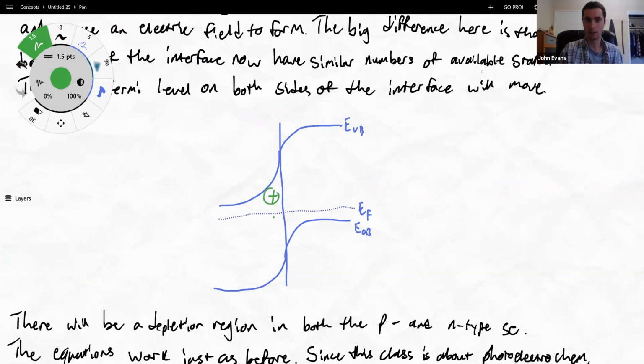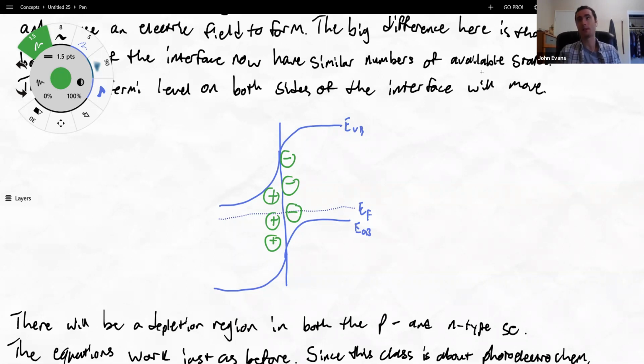Remember on this side, since we are transferring electrons out, we're going to have some positively charged donors on this side, building up an electric field, and there's going to be negatively charged acceptors on this side, because in this case, we've transferred holes this way. All right. Okay. So that's sort of what this junction looks like.